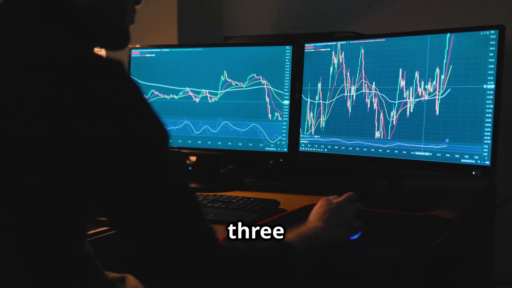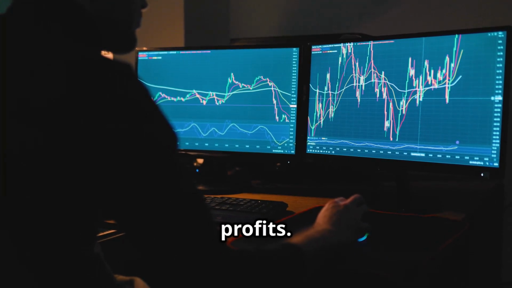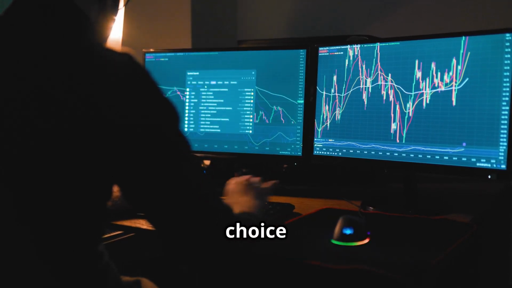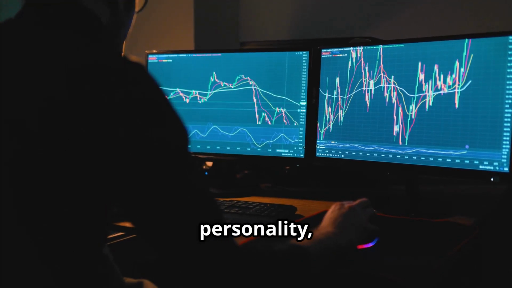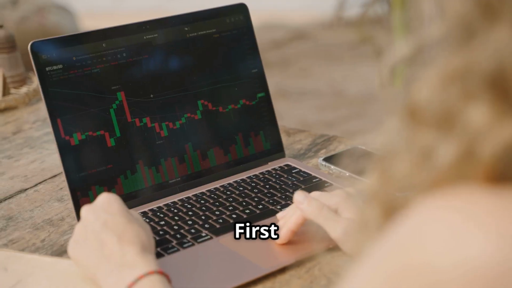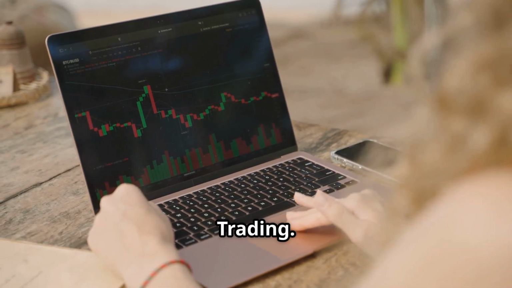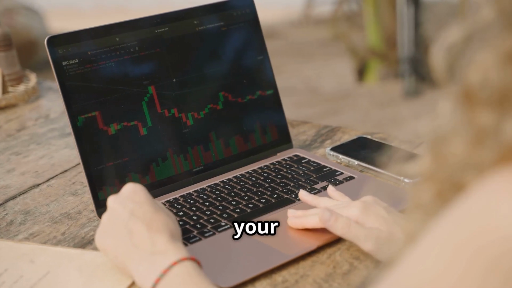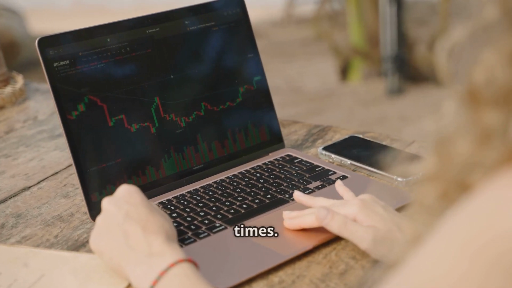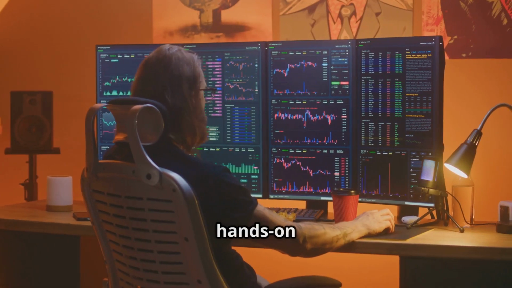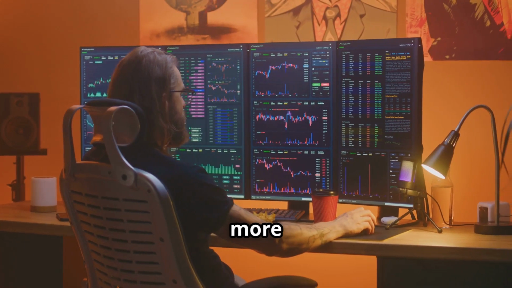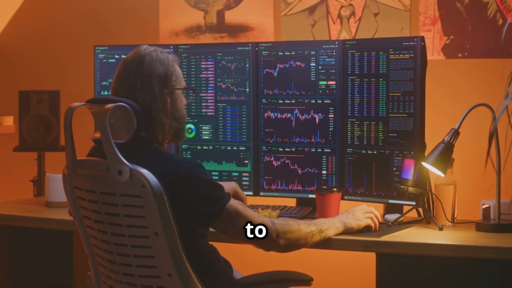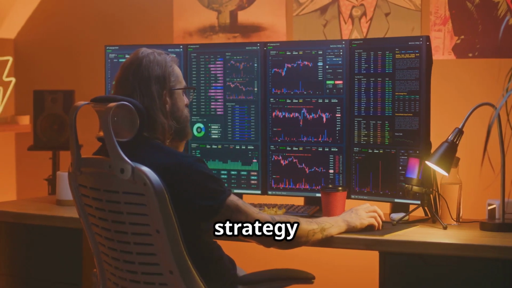Alright, let's talk about the three main paths to arbitrage profits. Each method has its own unique flavor, and the right choice really depends on your personality, goals, and resources. First up, there's manual trading. This means you find the opportunities and execute the trades yourself, keeping your finger on the pulse of the market at all times. It's definitely the most hands-on approach, but it gives you more control and flexibility. You get to make every decision, react to news instantly, and adapt your strategy on the fly.